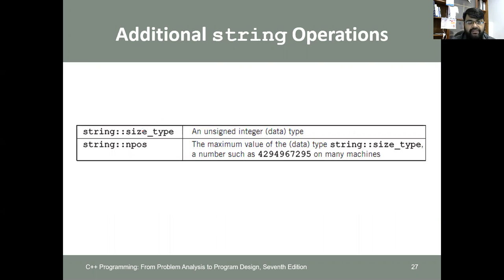Some further operations are, for example, the size type that is defined for string. Again, using namespace string, this is defined by default. If you include the header file string, size type is already accessible, and this is basically an unsigned integer data type. Similarly, you've got npos defined, which is basically the maximum value of the data type string size type, a number such as this on many machines. So again, this is the maximum value that can be stored, which is typically 4294967295, but it may have a different value depending on your machine.